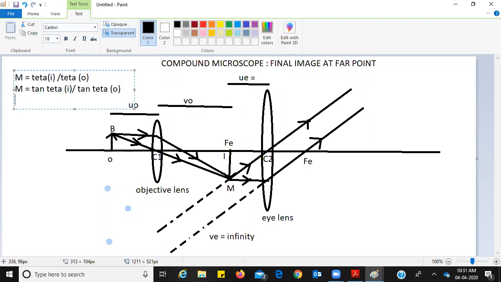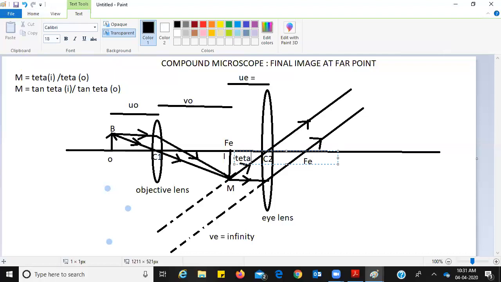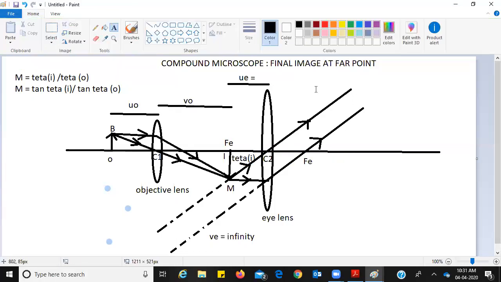Shani, don't you transfer the object to the near point? Tell me first, where are theta O and theta I? Theta I is at C2 to N. Theta O I took as B dash C2 O dash. I transferred it to a near point, so I have to draw another line here, right? Down. Yes, sir.